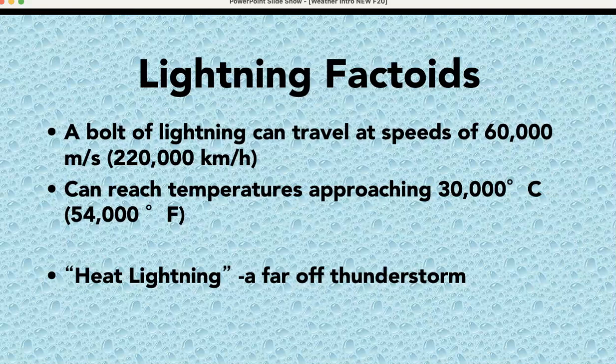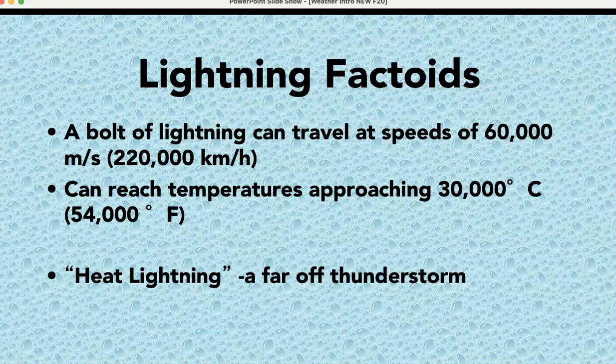260,000 meters per second, which is 220,000 kilometers per hour. Speed of light is pretty fast. Temperatures, 30,000 degrees Celsius. I put it in Fahrenheit for you, not that 54,000 Fahrenheit's any easier to fathom.